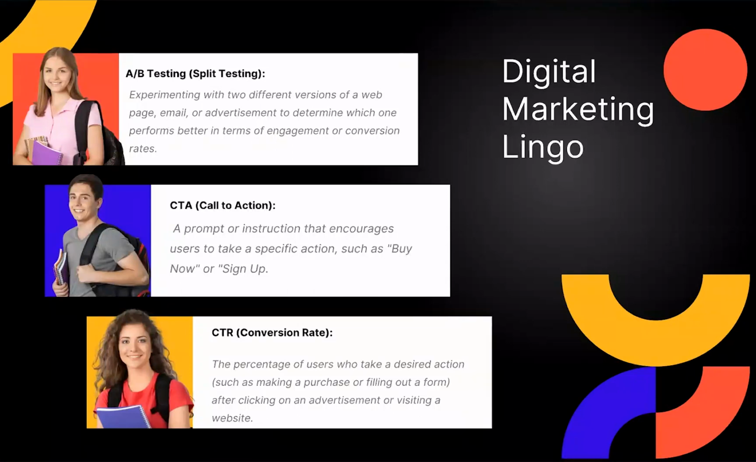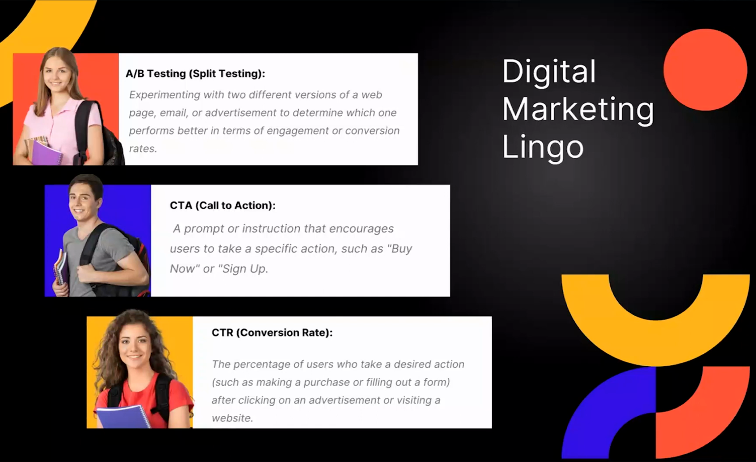And this is more like experimenting with two different versions of a web page, email, or advertisement to determine which one performs better. So for example, I want to run an ad campaign. The first thing I will do is run two ad campaigns, and those two ad campaigns will be targeting two different people. And then I will see which one performs better. The one which performs better is going to become my strategy moving forward.